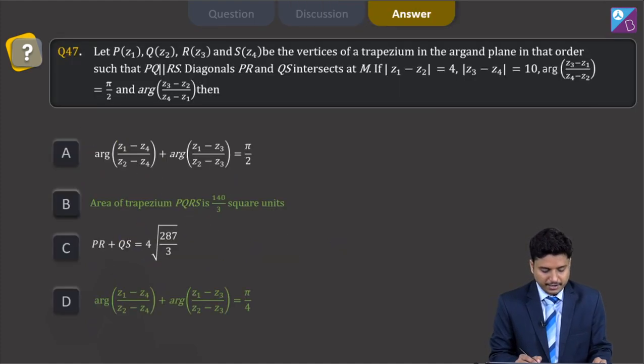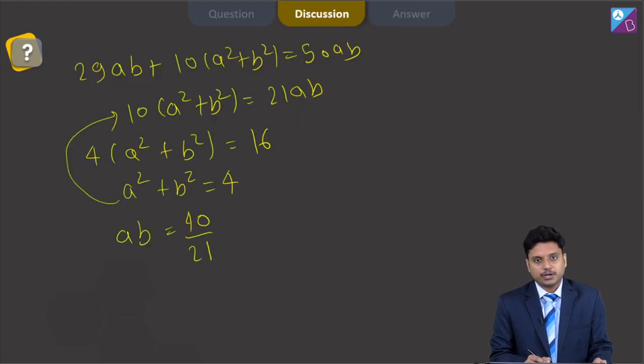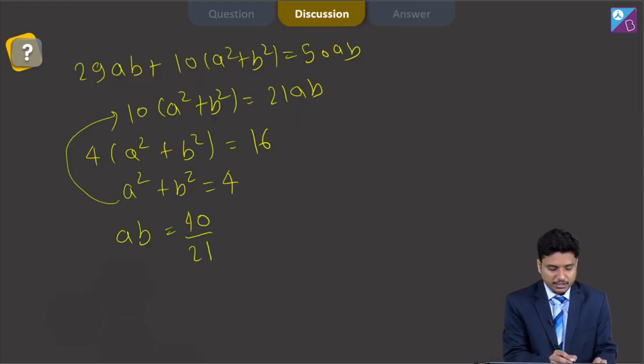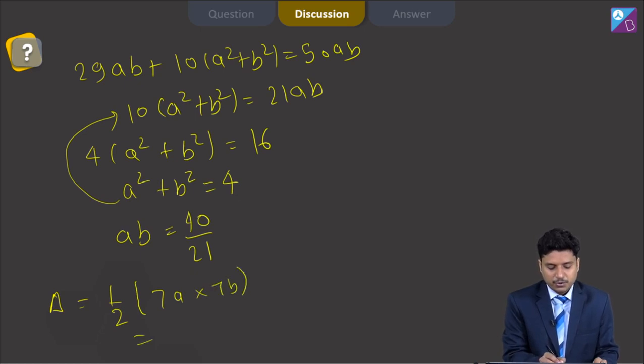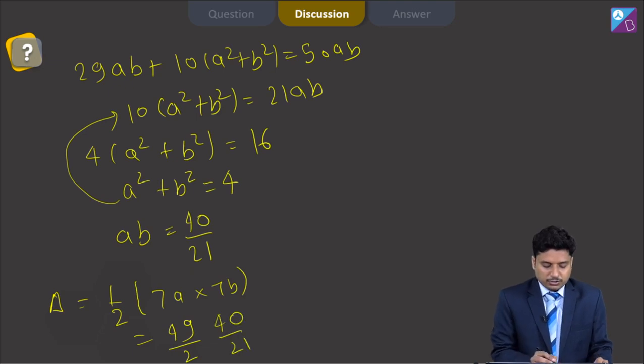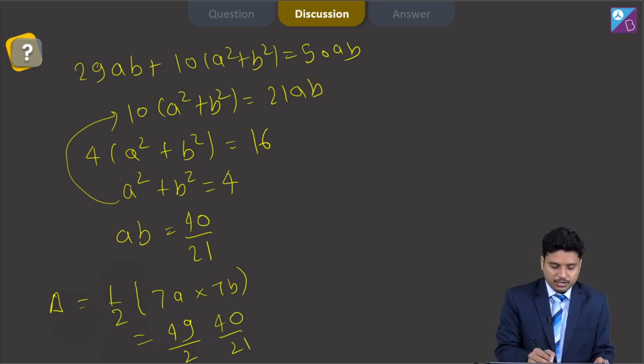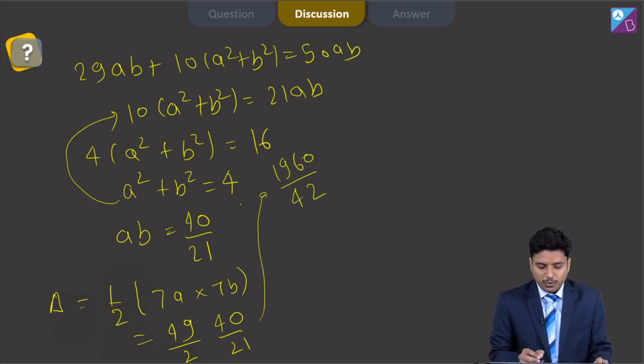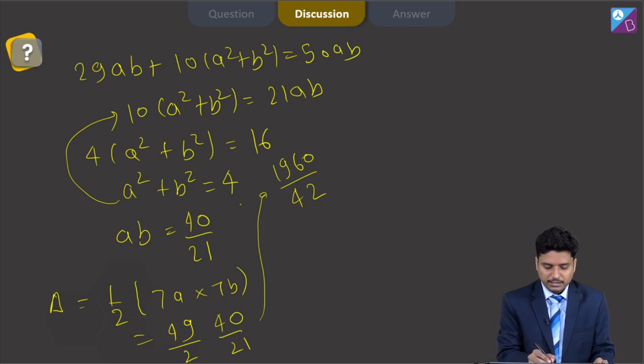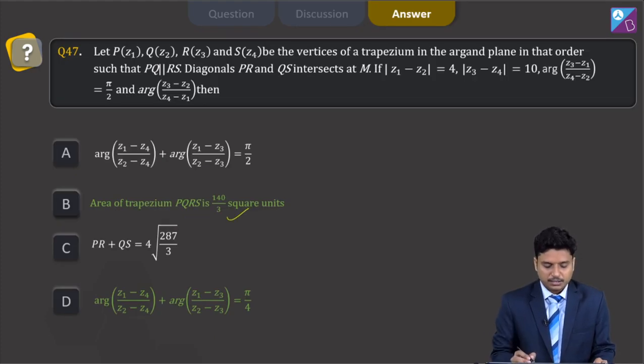Now what do we have to find? We have to find the area of the trapezium. So what is the area of the trapezium? Half into the product of the diagonals. So area will be equal to half into 7a into 7b, so 49 by 2 ab will be the area. For ab we have 40 by 21, so this is 1960 by 42, which converts into 280 by 6, or 140 by 3. I suppose the option given is correct, so option B is right.